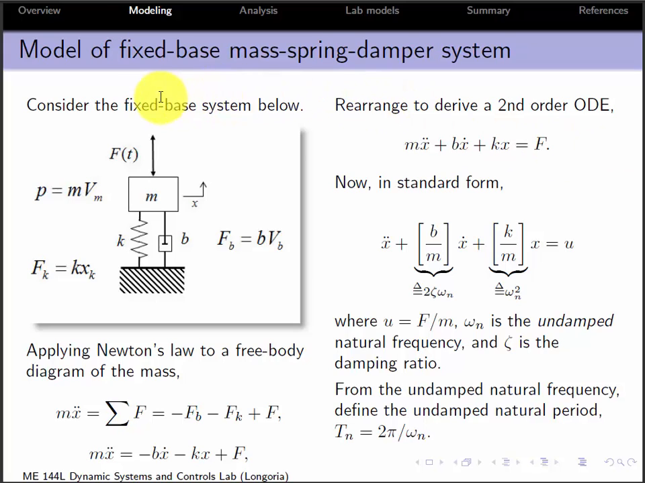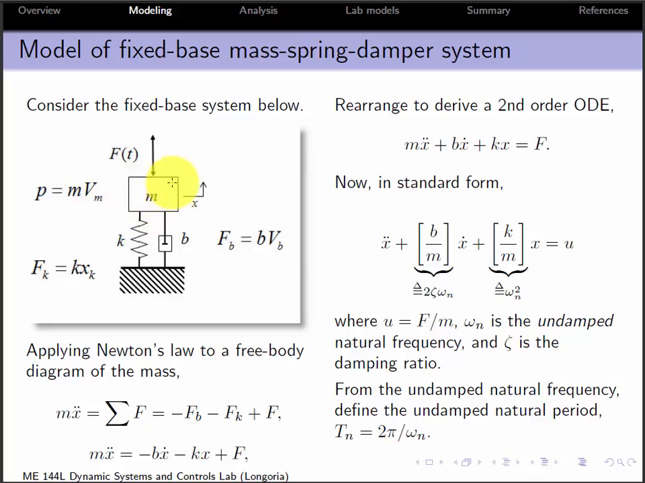Okay, so now let's look at the model for the fixed base mass spring damper system. That's the fixed base configuration. I'm assuming this is a pretty well-known model to you, something that you've seen, like I said, in physics classes and dynamics and so on. So I'm just reviewing the derivation of that using Newton's law.